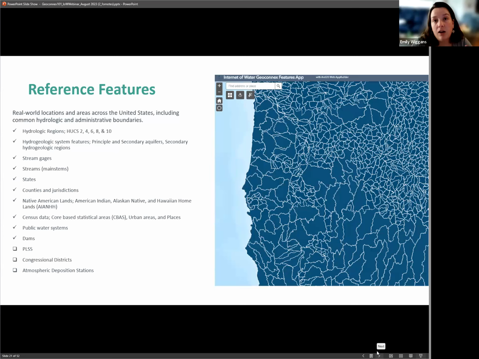So this data catalog, as it is, has over 8 million features, and you can see we're actively adding to it still. So it's a great resource to start out with.